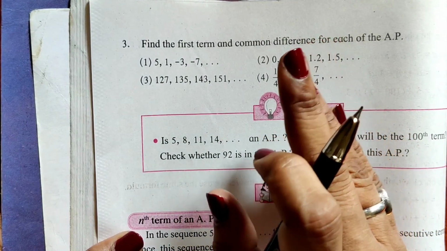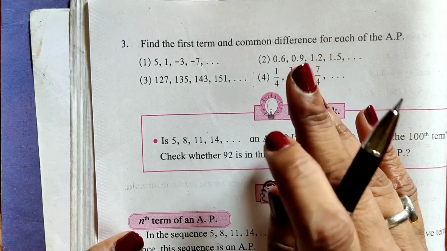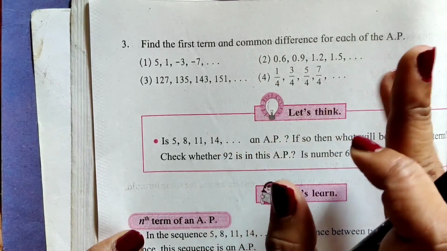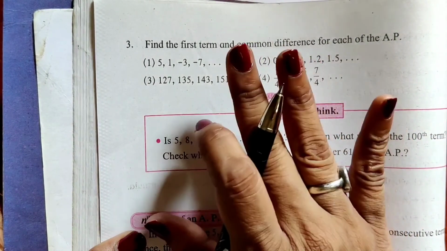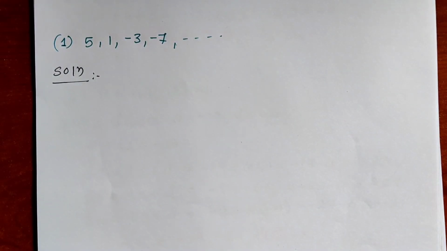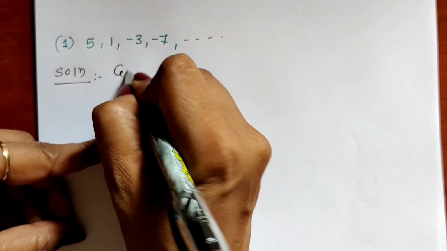When you subtract the previous term from the next term, we get the common difference. As this is AP, that means the difference should be common. The difference is constant. So let us see. We write the given AP first.